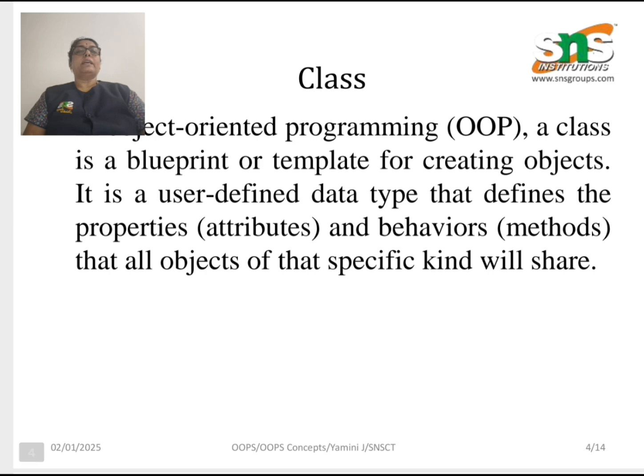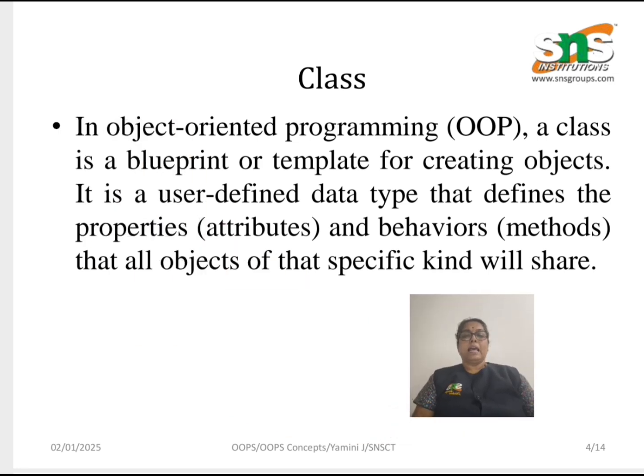Next one, class. What is class? A class is a blueprint or template for creating an object. It defines the properties, also called attributes, and behavior called methods. For example, a class called car may have attributes like color and speed and methods like start and stop. The class itself does not represent a real object, but it defines how an object should behave.